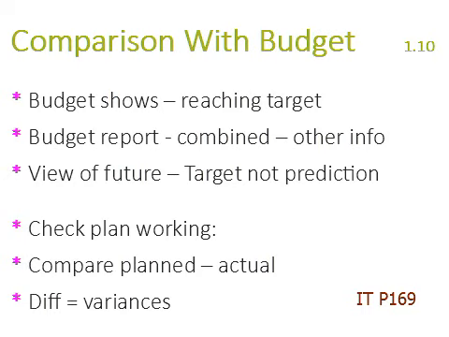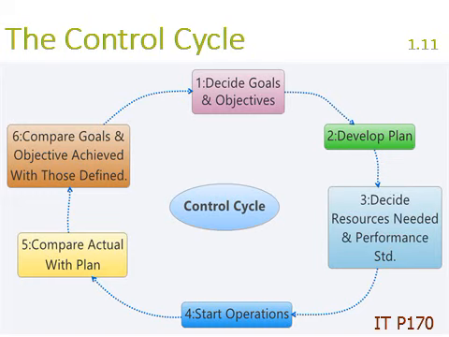You can use a budget to check that the business's financial plan is working, by comparing the planned amounts with the actual. The differences between the two are called variances. The ways management uses the budget is part of a continuous process of planning, monitoring performance, and taking action on the variances. This continuous process is sometimes called the control cycle. These are the different stages in the control cycle.